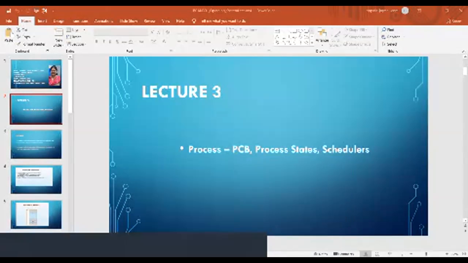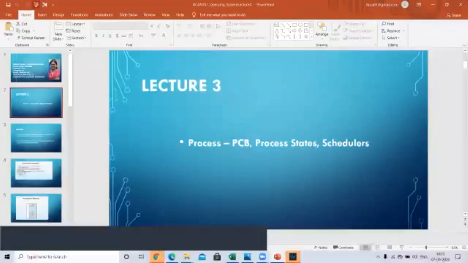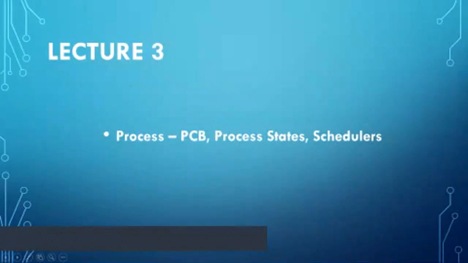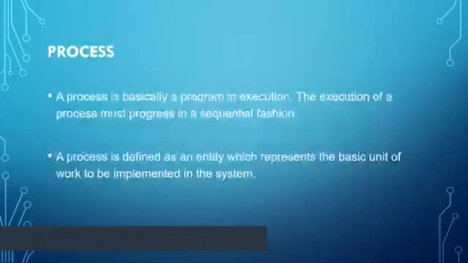Welcome. Today we will learn process control block PCB, process states and schedulers. What is the definition of a process? A process is basically a program in execution. Execution of a process must progress in a sequential fashion. A process is defined as an entity which represents the basic unit of work to be implemented in the system.